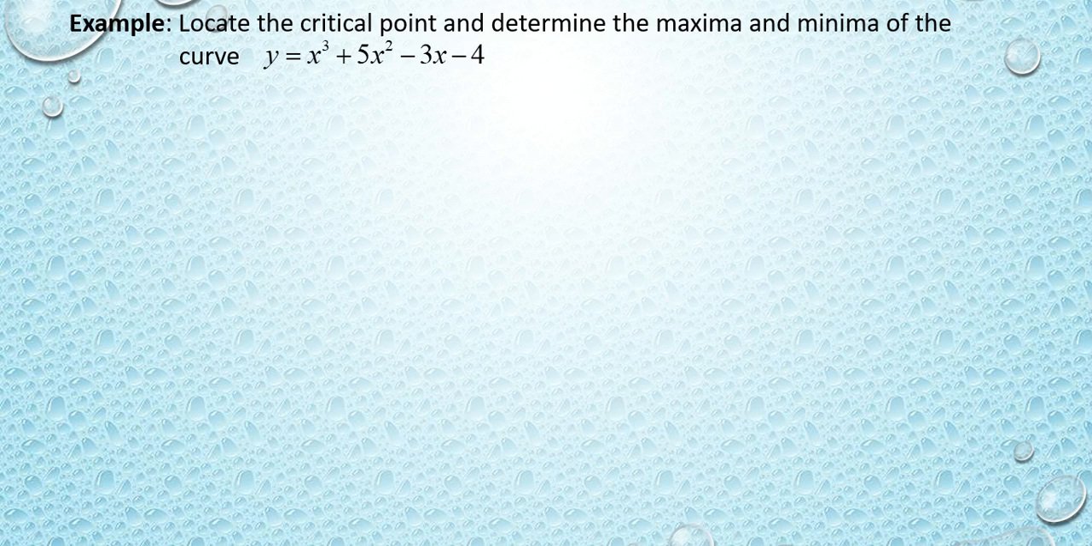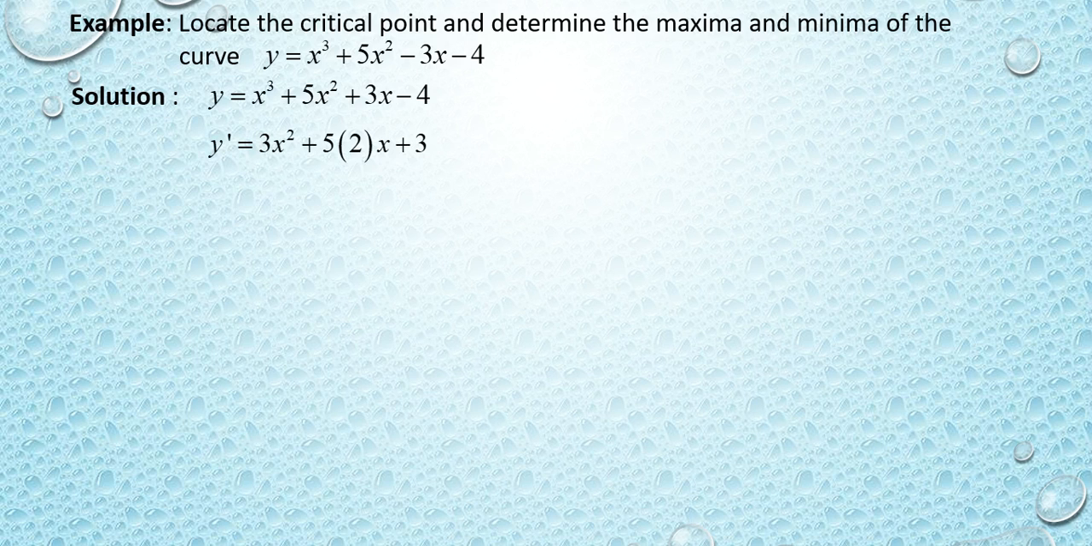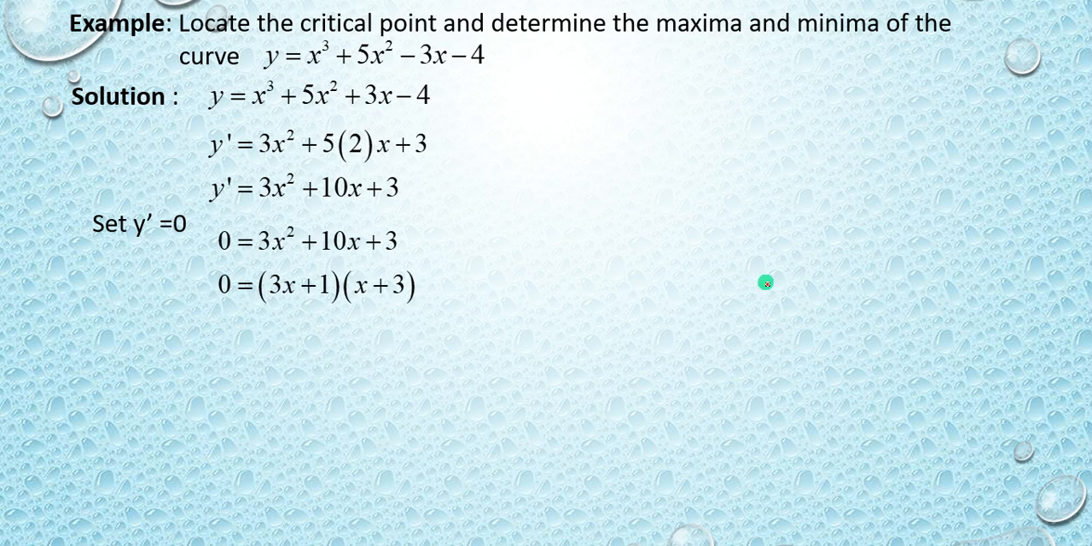Another example, also locate the critical point and determine the maxima and minima of the curve y equals x cubed plus 5x squared minus 3x minus 4. Same procedure, we have the original equation of the curve. Then first, we get the first derivative. And the first derivative is 3x squared plus 10x plus 3. Then we set y prime to 0.